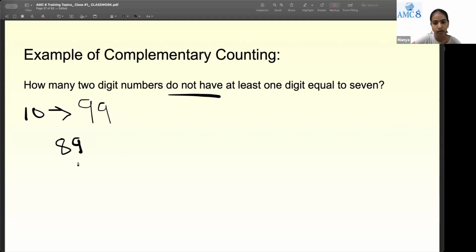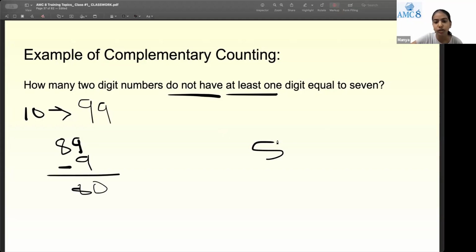So 89. And how many of these numbers do not have at least one digit equal to 7? Well, first of all, how many two-digit numbers have at least one digit equal to 7? 17, 27, 37, 47, 57, 67, 77. We include 77 because they're asking just at least. 87 and 97. There's 9 numbers like this. So we would just do 89 minus 9, which is equal to 80. So there's 80 two-digit numbers which do not have at least one digit equal to 7.